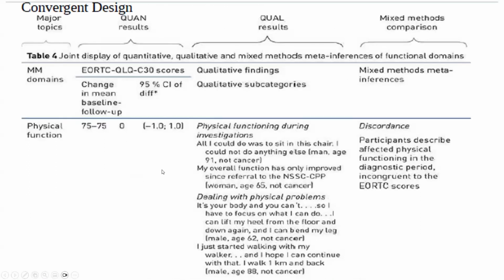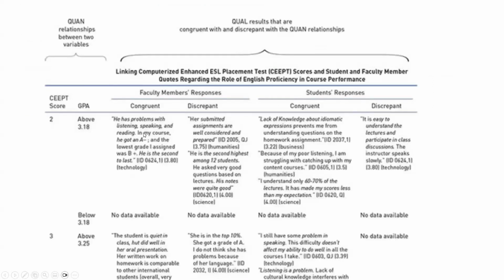This is one type of tabular form. In another tabular form, sometimes you can show both convergent and divergent in the same table. So this is the way you integrate the result. Your quantitative and qualitative are all shown. In what way these scores are converging and diverging, you are showing them together. So this is one way to show a joint display table.